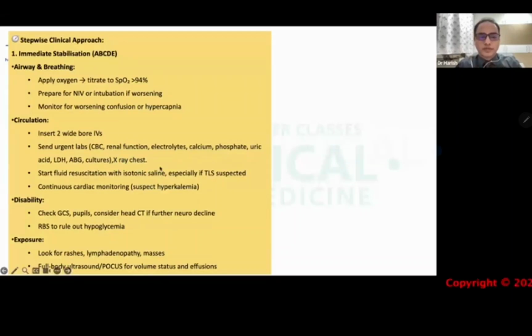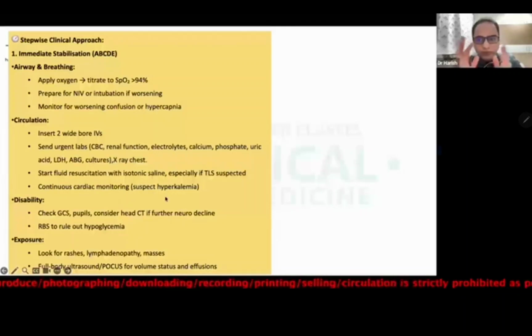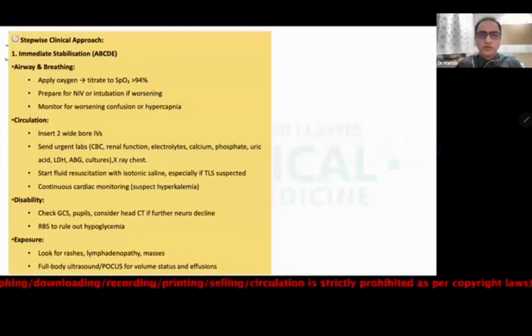X-ray chest is very important because of the breathing difficulty. Start fluid with isotonic saline, especially if you are suspecting tumor lysis syndrome. At this moment there is no clarity on tumor lysis syndrome, but you can go ahead with some sort of crystalloid, maybe saline or maybe Ringer lactate also. Continuous cardiac monitoring, especially if you have a thought process of hyperkalemia, you need to monitor with continuous ECG and all. Check GCS.